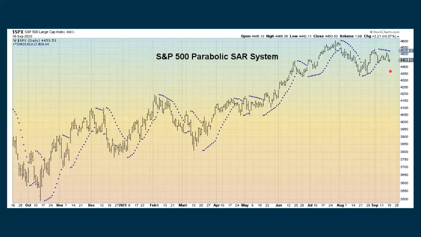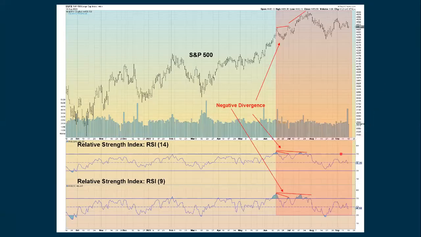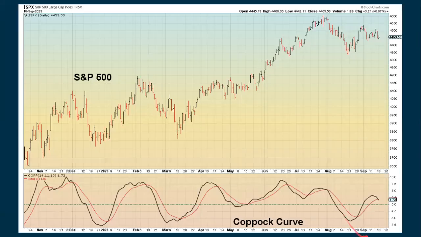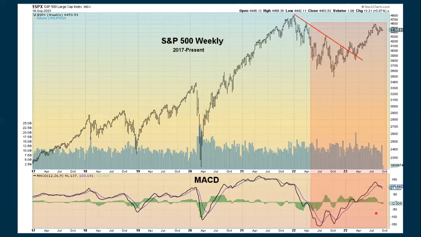We're still negative with the parabolic SAR. The dots are on top. And we're dropping below 50 with the RSI based on 14 and 9 periods. The cockpit curve buy signal has now gone away. It's crossed below the red line.